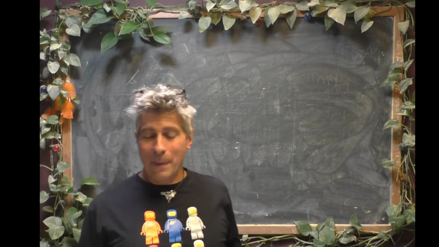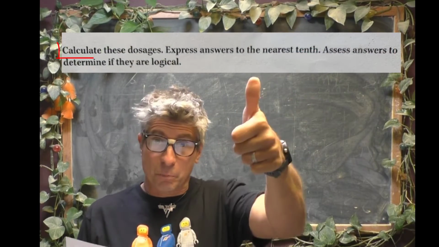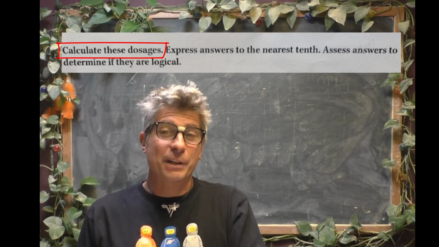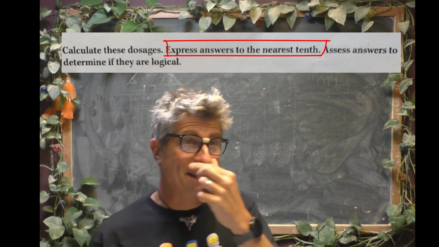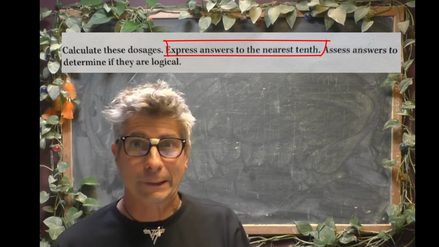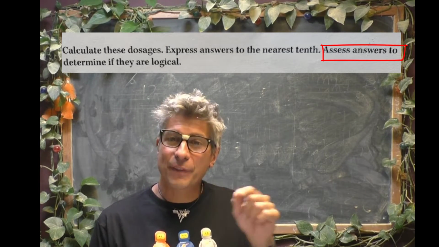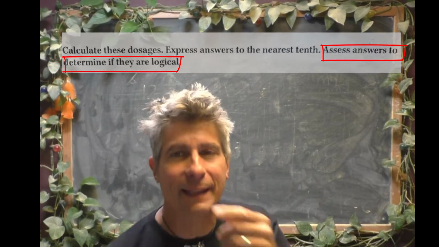Okay, so I just realized I didn't read Shannon's directions very well on this, where it says, calculate these dosages, which we're doing. Express answers to the nearest tenth. So that last one I said was 2.88 milliliters, should be 2.9. Sorry. I'll get it right from now on. And assess answers to determine if they are logical. I like that. I like that a lot.